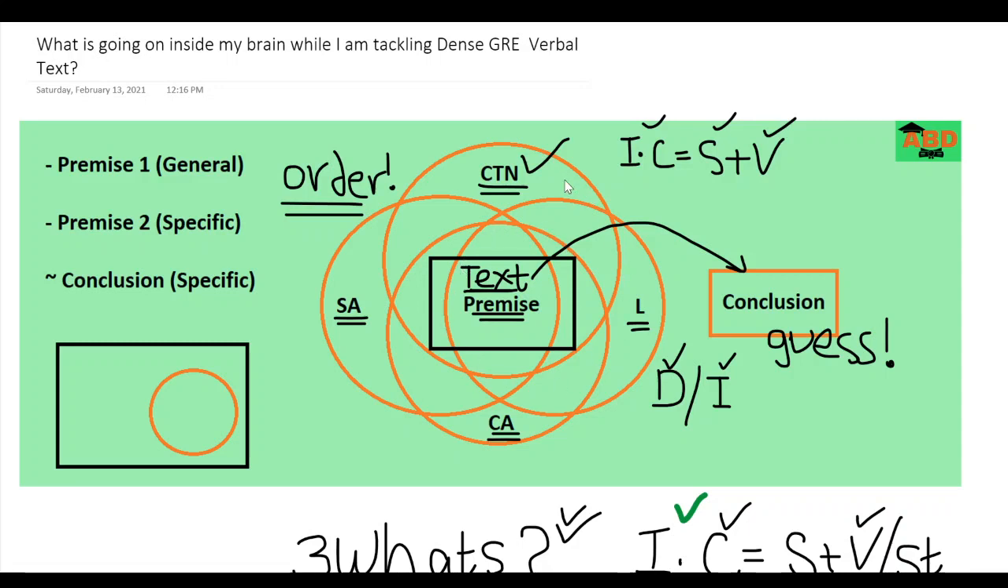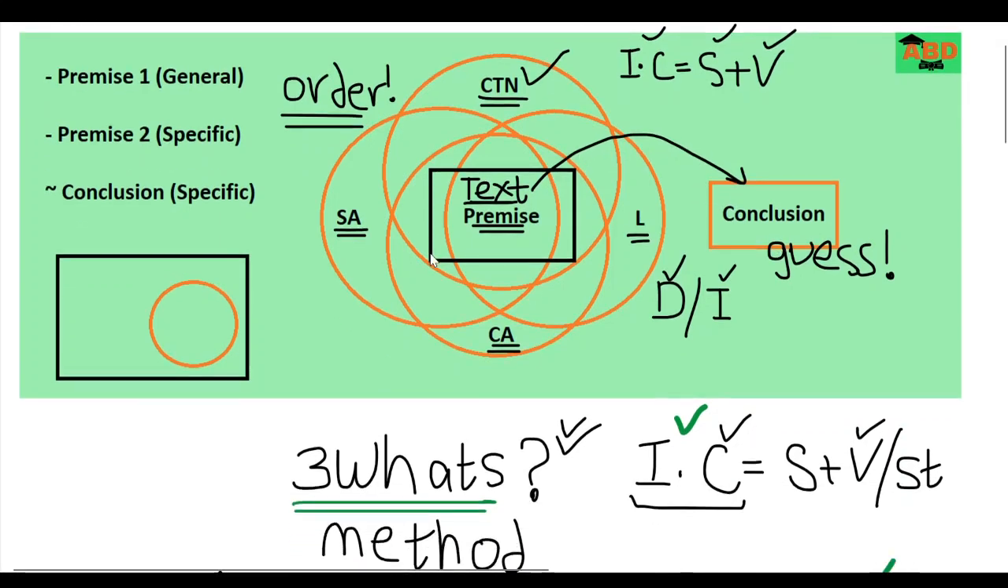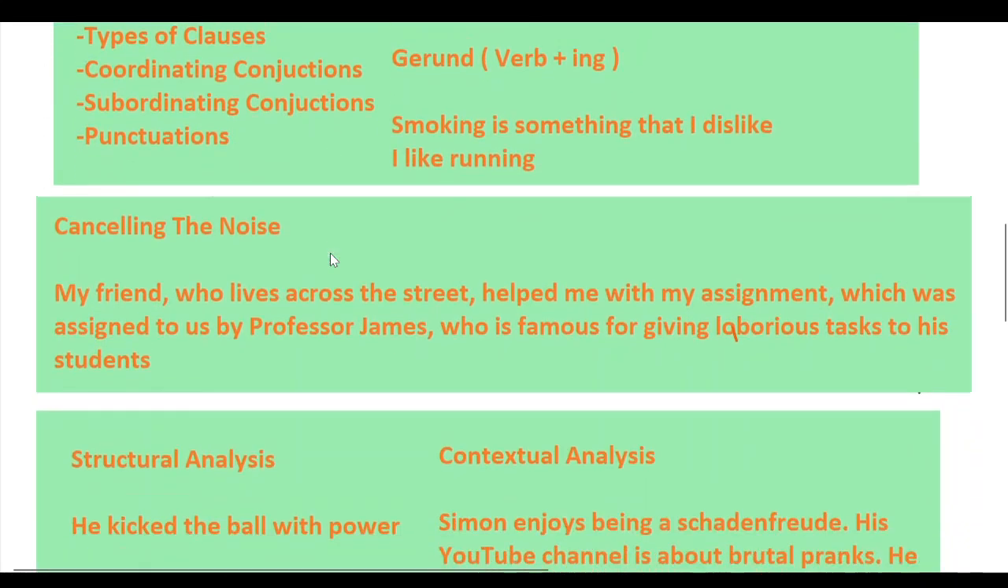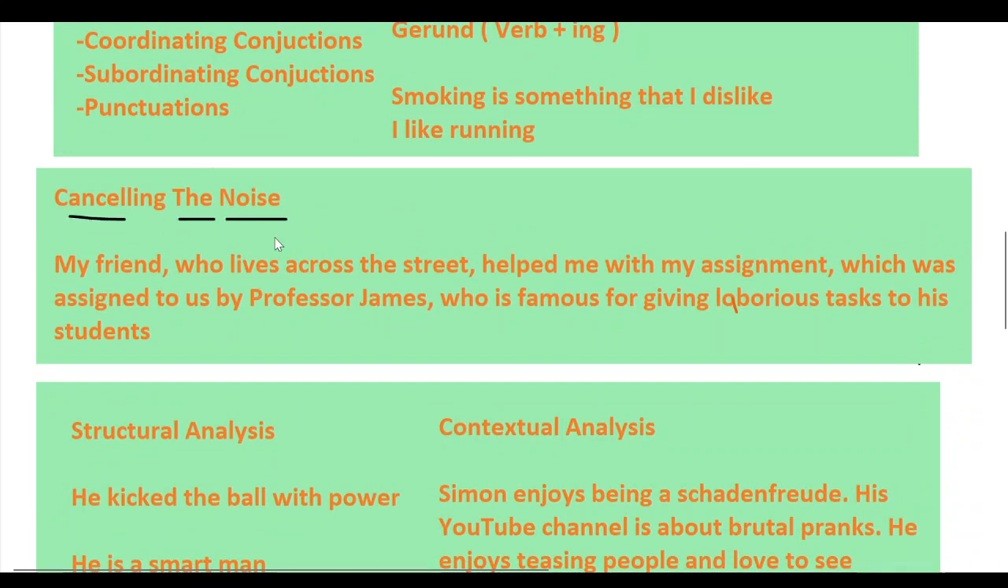We need to look into these 4 different methods and understand how they are interlinked with one another in order to decipher the text, get the premise, get the evidence, and finally jump to the conclusion, which is going to be our guess. So let's dive into this. Let's start with the easiest one, which is canceling the noise. Canceling the noise is mostly about the independent clauses and the fact that they have subjects and verbs. This is basically the main idea, and the rest is just detail.